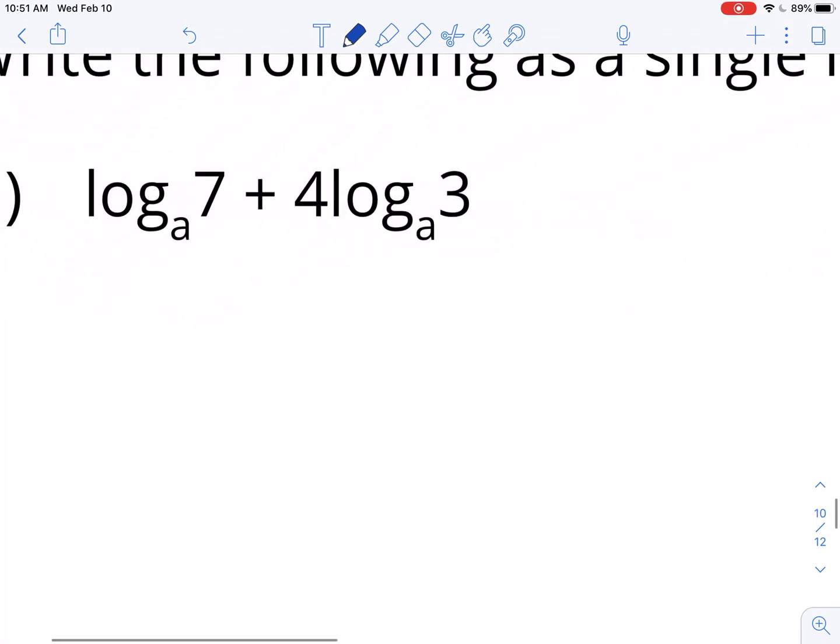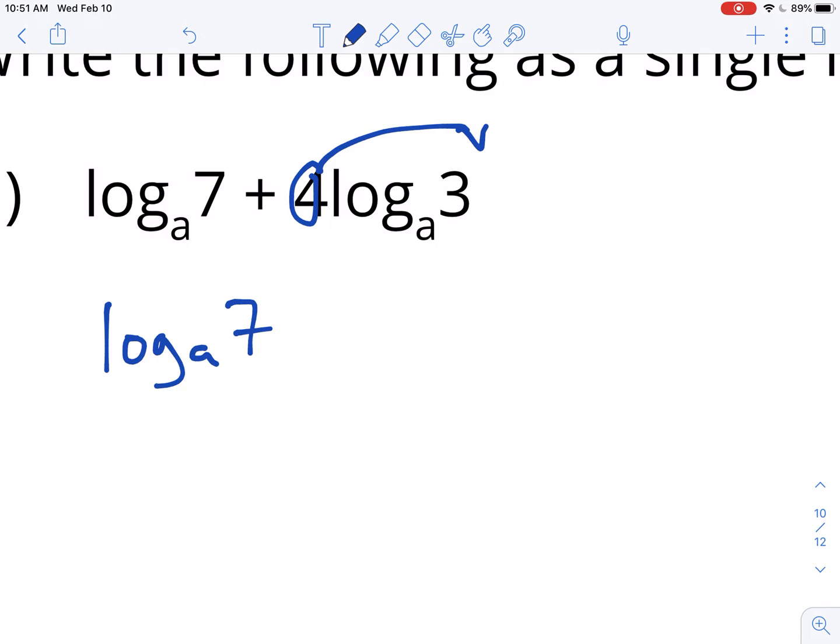I've got log base a of 7 plus 4 times the log base a of 3. First thing that I want to do is I know that if I have a coefficient on that logarithm, I can turn it into a power. So I can call this the log base a of 7 plus the log base a of 3 to the 4th power.